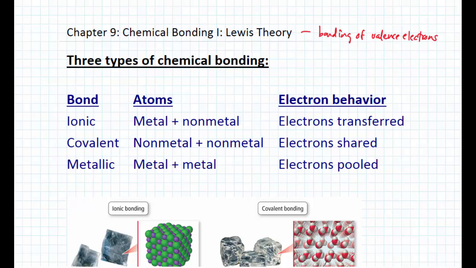Okay? But it's ionic because we've seen before that metals tend to form positive ions. Nonmetals tend to form negative ions. It ends up being the attraction of those positive and negative ions that holds an ionic compound together. Okay? In a covalent bond, that is between a nonmetal and another nonmetal. And instead of transferring electrons, valence electrons are shared. And we'll talk about exactly why and how that happens.